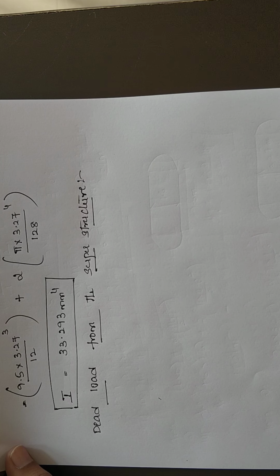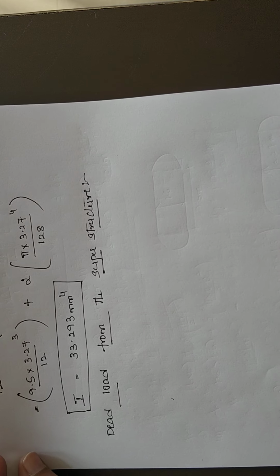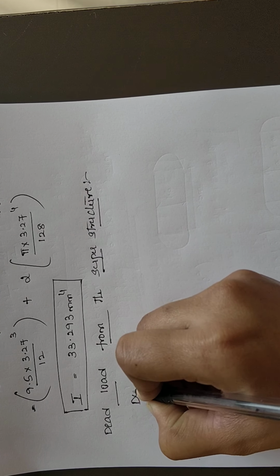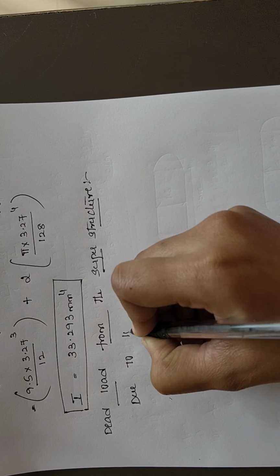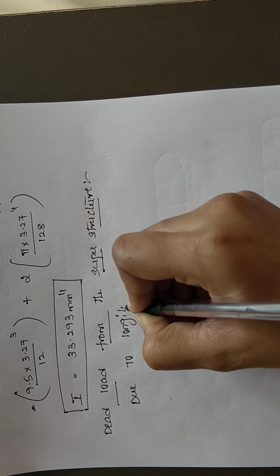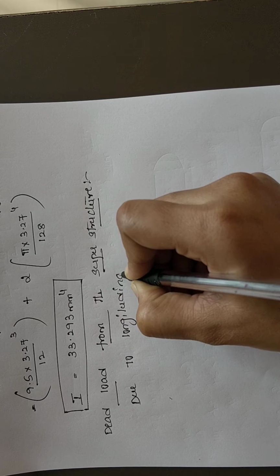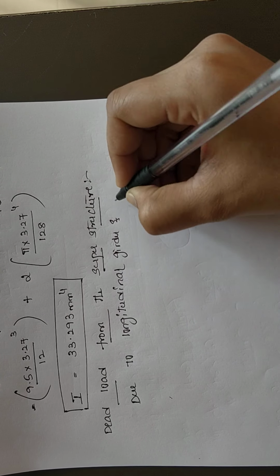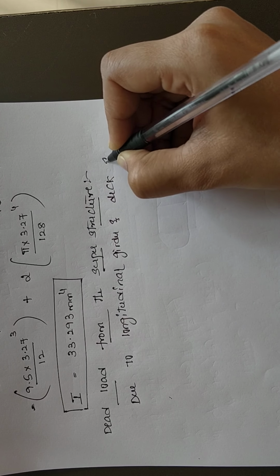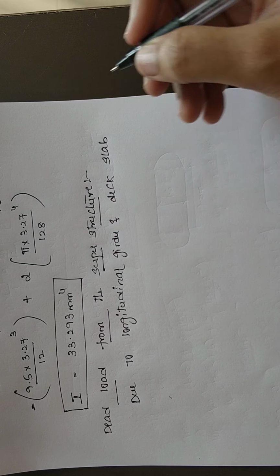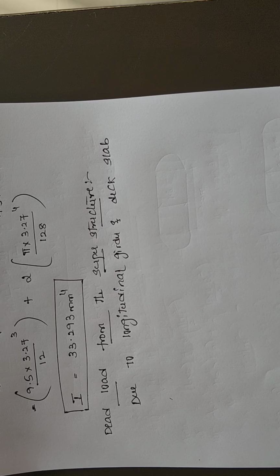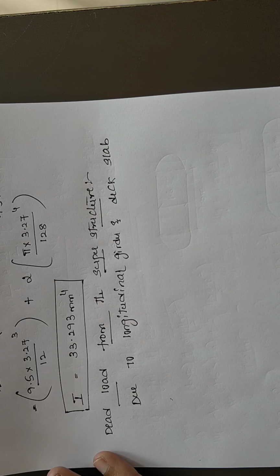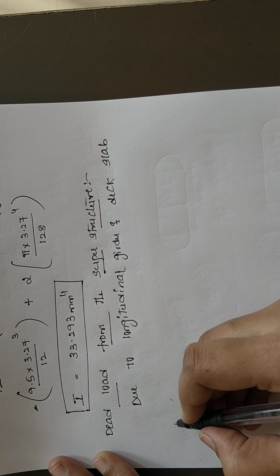Dead load from the superstructure. This dead load from the superstructure is due to what? Due to longitudinal girder and deck slab. That is, dead load from the superstructure is due to the longitudinal girder and deck slab of the superstructure. Now you calculate the dead load.